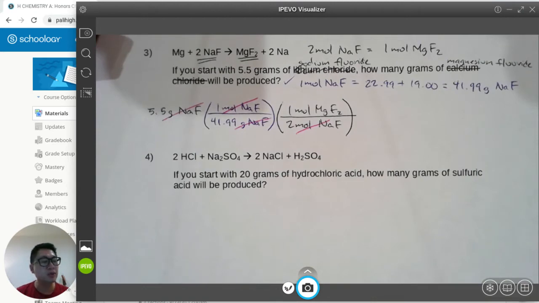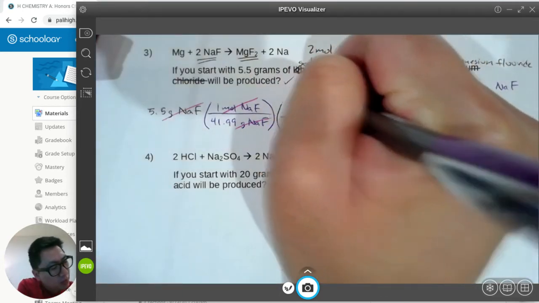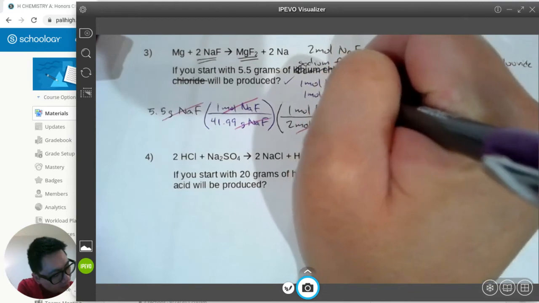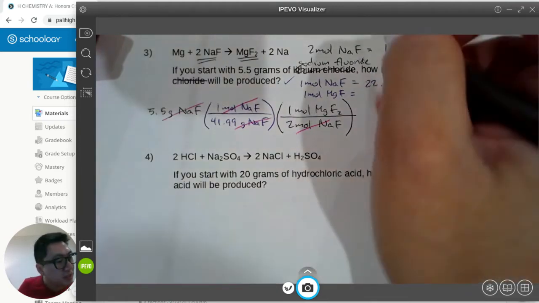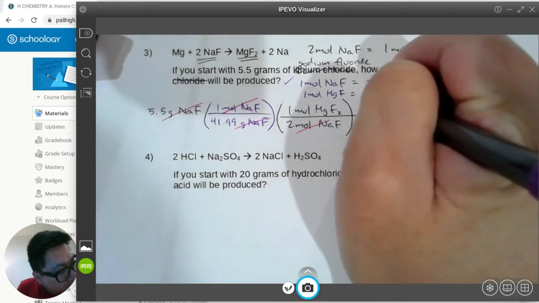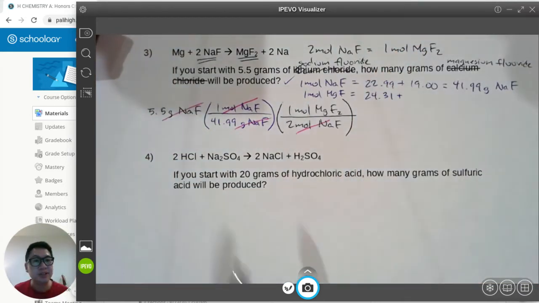But I'm not trying to find the number of moles of magnesium fluoride. I'm trying to find the number of grams of magnesium fluoride. To change grams to moles or moles to grams, we always need to find the molar mass. How much does 1 mole of magnesium fluoride weigh? So I have to look up magnesium on the periodic table, and I found magnesium. It's 24.31. You have to look that up. You don't memorize this stuff.